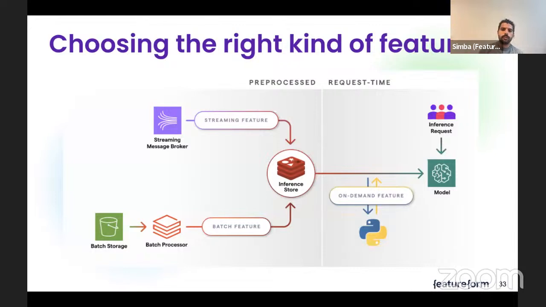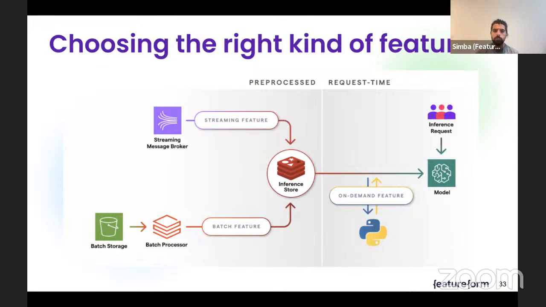So pre-processed features on the left here are streaming and batch. Streaming and batch features are pre-processed and go into an inference store. That means that the latency is going to be quite low because it's just a serve out of Redis. But the freshness can vary. If it's a batch feature that's running every 24 hours, it depends, but worst case, it's 24 hours old. With streaming features, it could be maybe a couple seconds old, which is good.